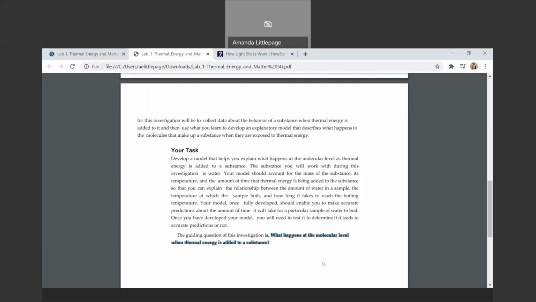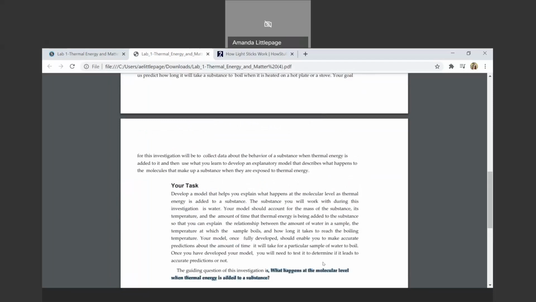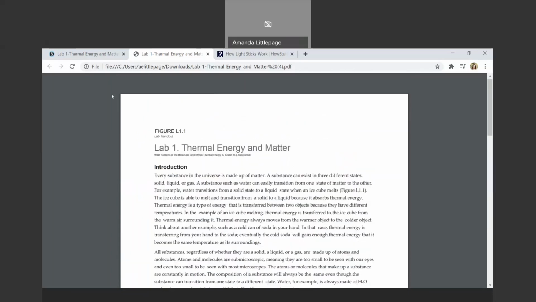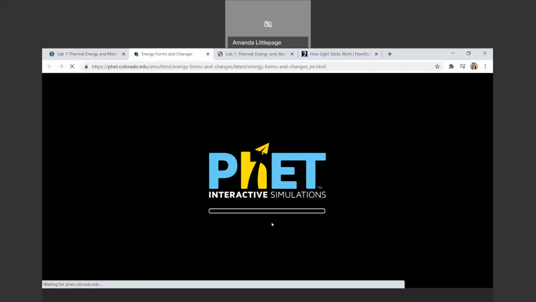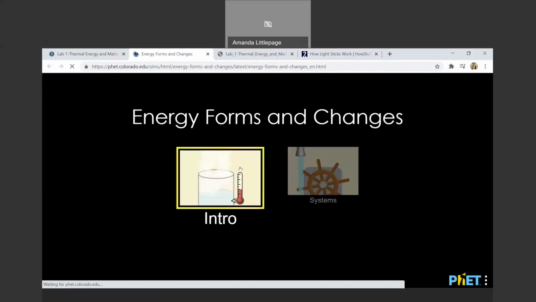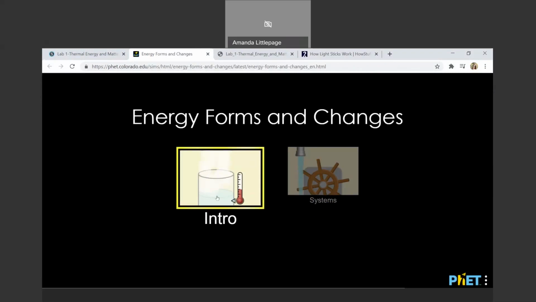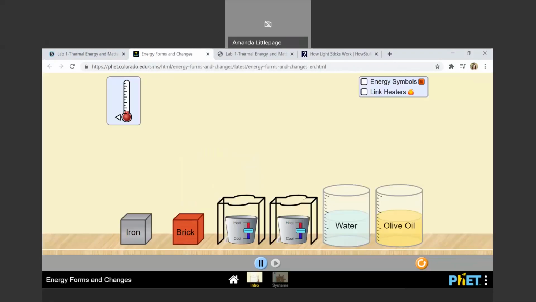So once you've read through the lab assignment and you have your background knowledge, go back into Schoology and open the link. At the bottom, you will see Energy Forms and Changes. When you click on that link, it's going to open up the PhET lab. There are two examples, the system and the intro. We're going to focus on the intro for today's activity. So when you click on that, there are a few things you'll see. You're going to see water, olive oil, brick, iron, thermometers, and some heating apparatuses or burners.